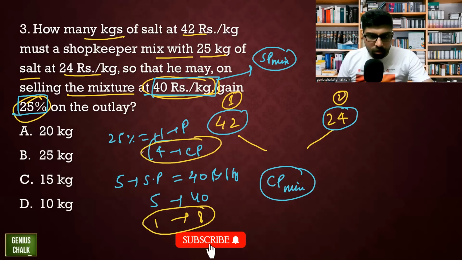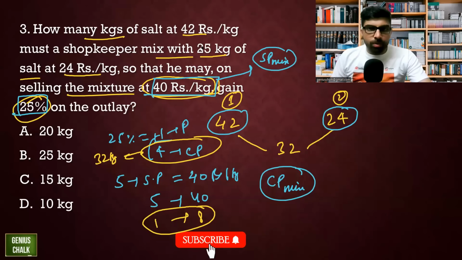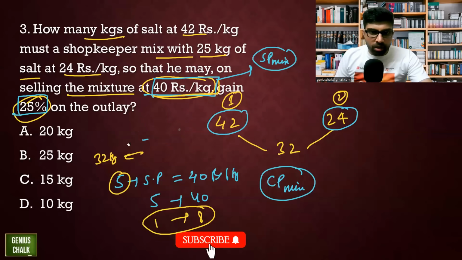That means what is 4 value? The 4 eights are 32. That means this value, cost price of mixture, has to be 32. I hope this point is clear. See, 4 is cost price, 1 is profit. That means 5 is the selling price, and 5 value is already given as 40 rupees per kg. So 1 value is 8 and 4 value is 32. That means overall cost price of the mixture has to be 32.